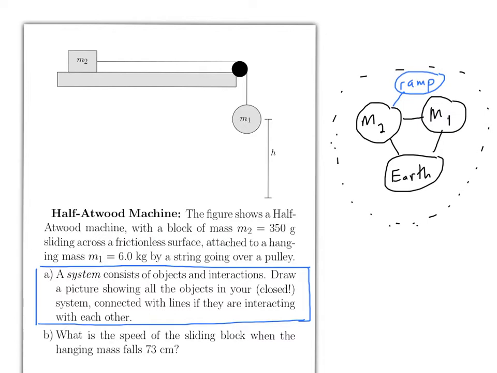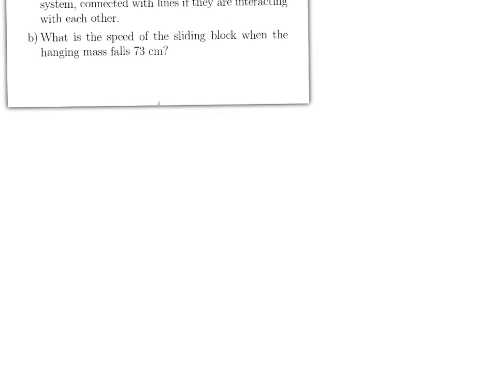Okay, so now let's go on to answering part B of this question. What is the speed of the sliding block when the hanging mass falls 73 centimeters? We want to start off by writing our master equation: E_F minus E_I equals 0. The change in energy is 0. We have sources of energy, kinetic and potential, so let's just start by writing out as if we had both final and initial kinetic and potential energies.